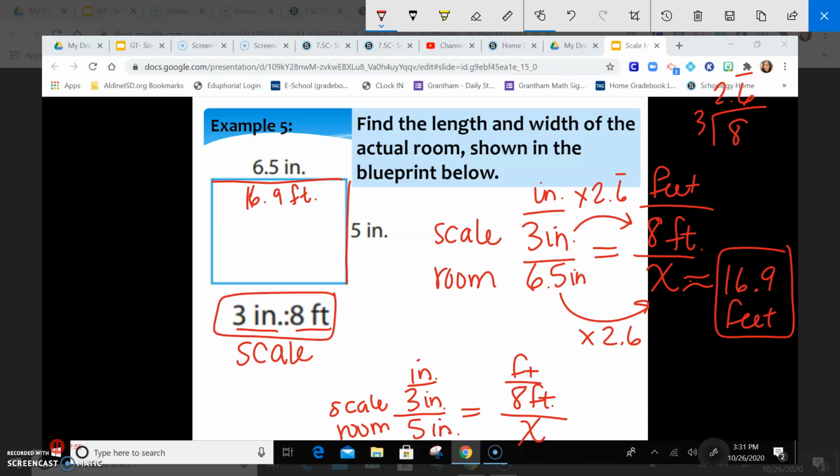And because I do have the same scale, I'm going to go ahead and use the same method to solve my proportion. I'm going to go across by doing times 2.6. Remember, whatever you do to the top, you also do it to the bottom. So to get my bottom measurement, I'm going to do 5 times 2.6, which equals 13 feet. So remember, this is an estimate because of the repeating decimal, but that other side of the room should be about 13 feet.